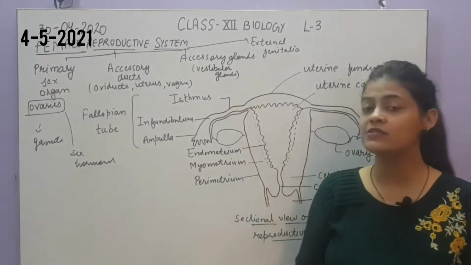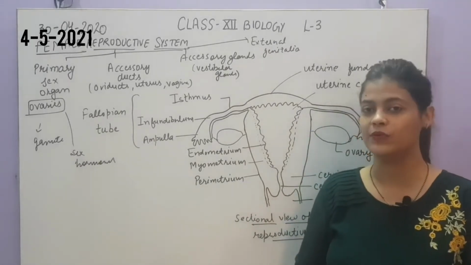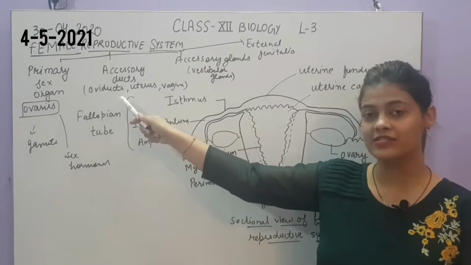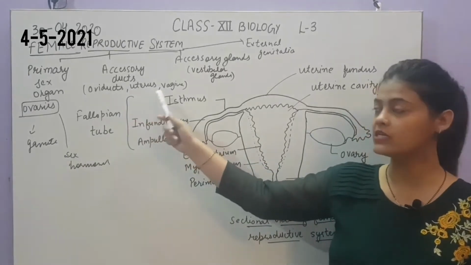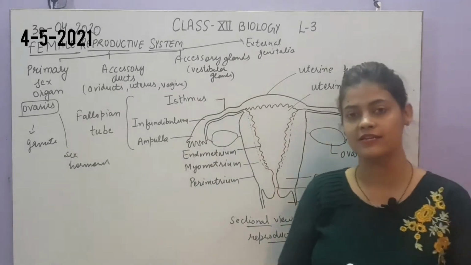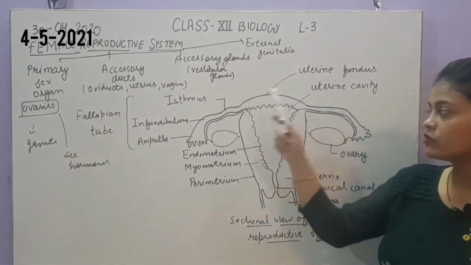So these are the parts which we are going to study in the female reproductive system: ovaries, oviducts or fallopian tubes, uterus, vagina, vestibular glands and external genitalia. Let us now see the structure here.